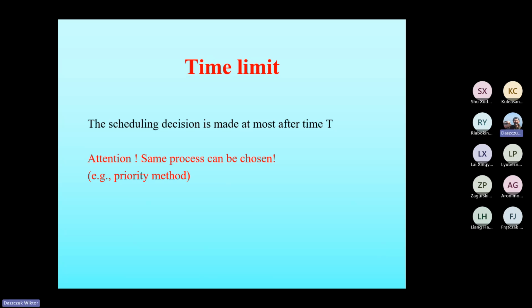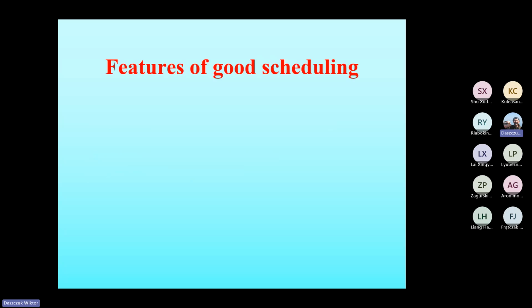So the time limit says that at most after T, some decision must be made. It can be a decision to give the resource to the same process as before, but it is a decision. It is not just that the process is taken and operates. We make a new decision not to withdraw the resource from the process.